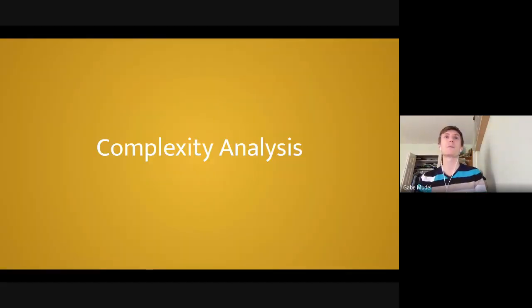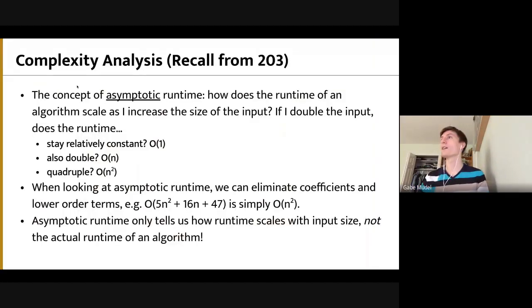All right, so a little bit about complexity analysis. If you guys have taken 203, you should hopefully remember this. It's also talked about in 376 if any of you guys have taken that class. I'll try to go over this quickly because it should be mostly review. If you guys have any questions, please feel free to leave a comment or just tell me to slow down. So complexity analysis, basically just analyzing the asymptotic runtime of an algorithm.